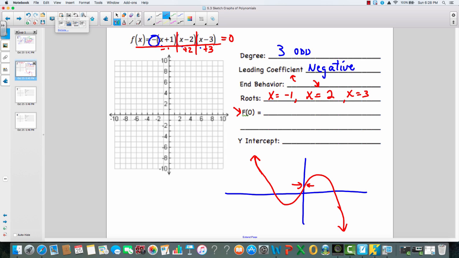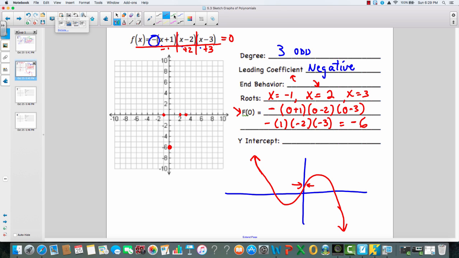So let's not forget about the negative. Very important. F of 0 will be negative of 0 plus 1, 0 minus 2, and 0 minus 3. Okay, so that gives us -1 times -2 times -3, which equals -6. So right down here is where my y-intercept will be. And I'm going to have to pass through these roots right here.